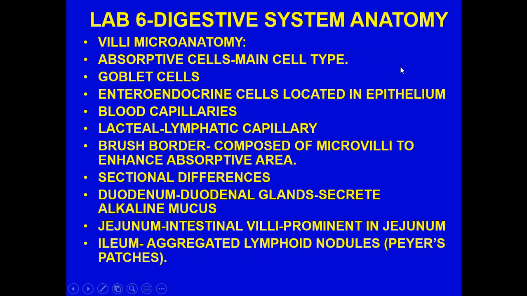When you get to the villi microanatomy, you're going to find a bunch of different types of cells that are very important. You have the absorptive cells, that's the main cell type. You have goblet cells, obviously, they're going to produce mucus. You have the enteroendocrine cells, which are located in the epithelium. They are going to release certain hormones that will trigger certain activities and coordinate these activities between stomach, liver, pancreas, as well as the intestine.